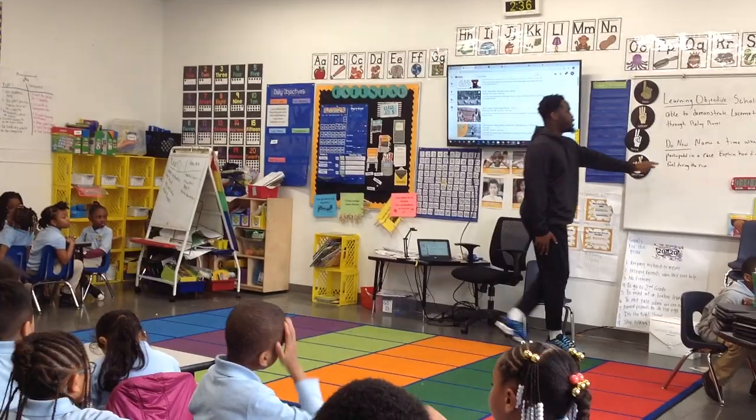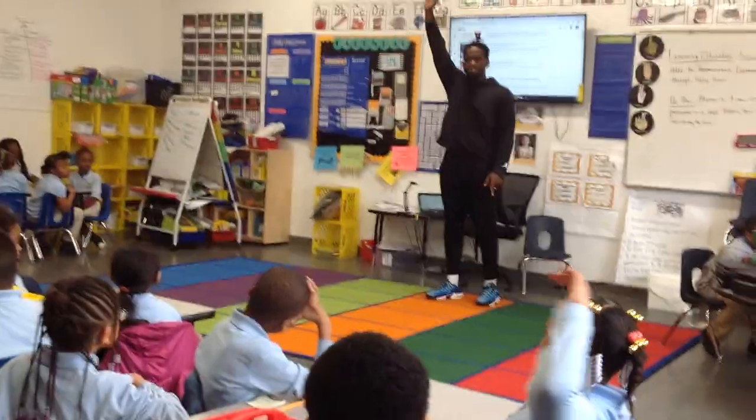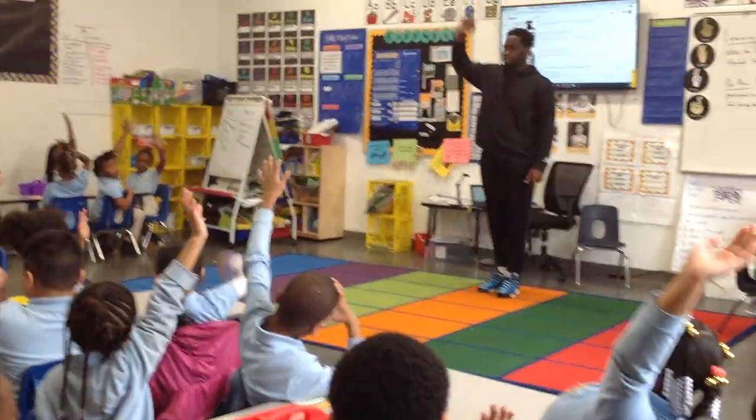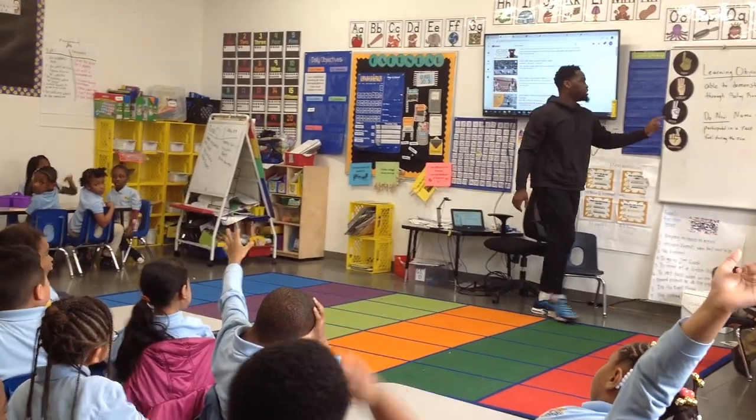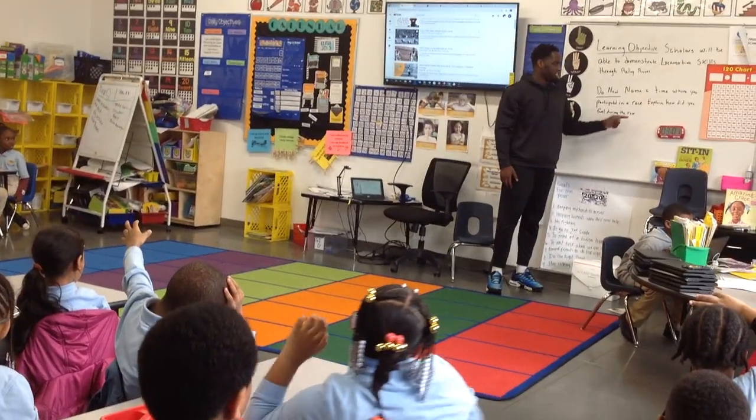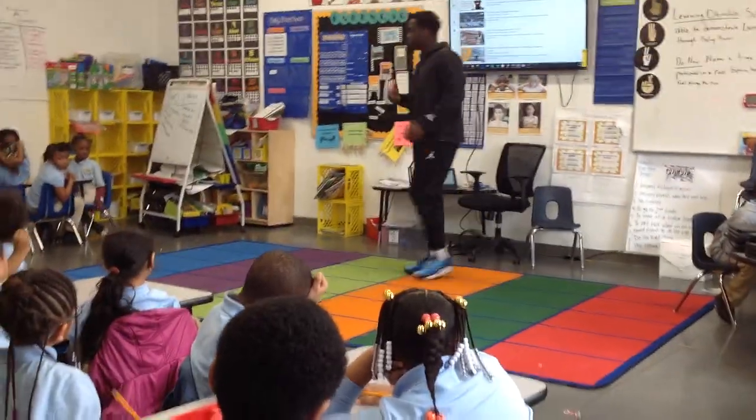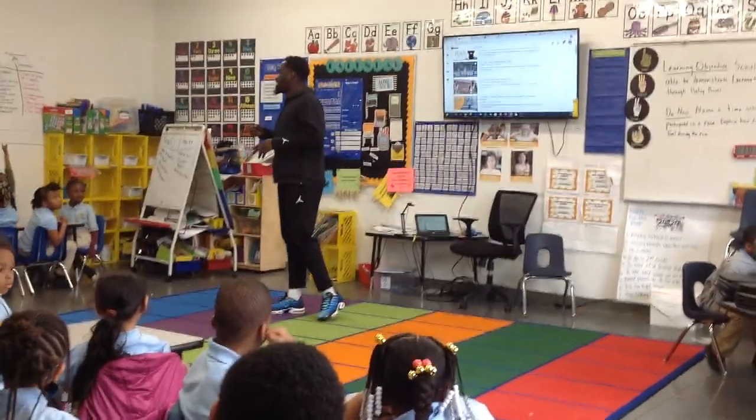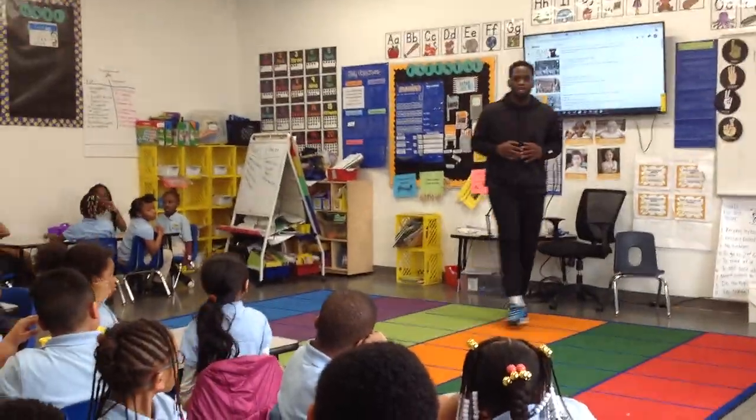For our do now, we have post-its. Does everybody have a post-it? If you do, please raise your hand. If you have a pencil, please raise your hand. On your post-it, you're going to have 3 minutes. The do now is to name a time where you participated in a race and explain how you felt during the race. When I say go, we're going to start. Does everybody understand what we're doing for the do now?